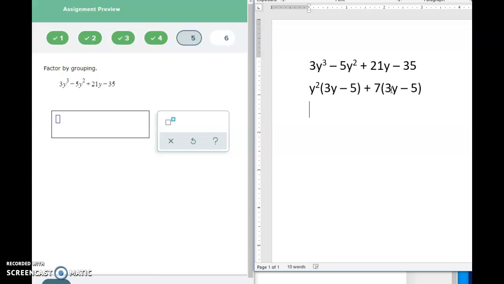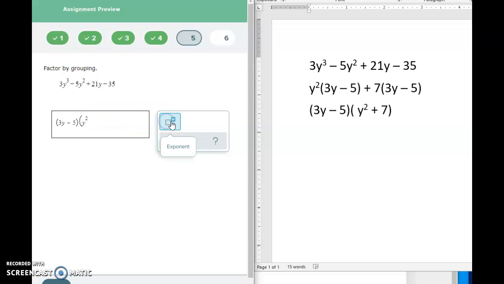So that gives me a common GCF of 3y minus 5. Taking out the 3y minus 5, I am left with y squared plus 7. That's going to be my answer. So I've got 3y minus 5 in parentheses, times the quantity y squared plus 7.